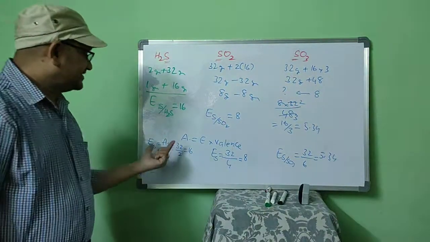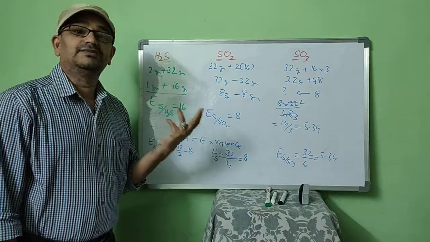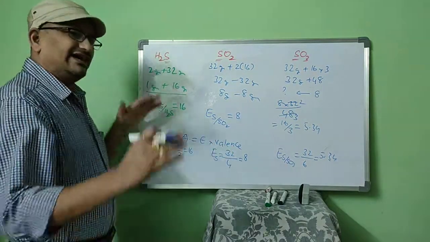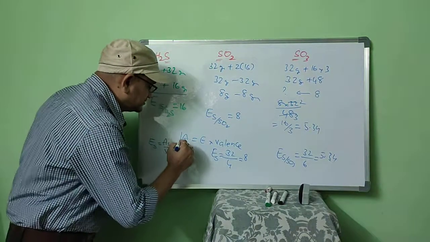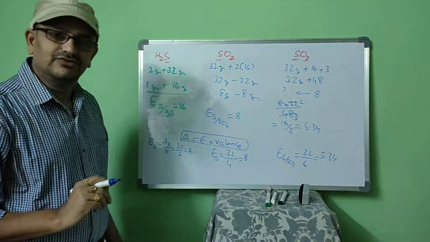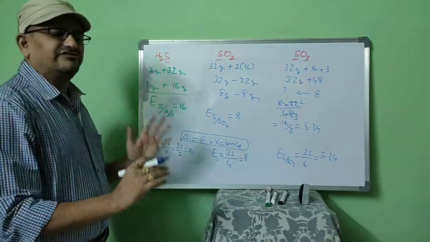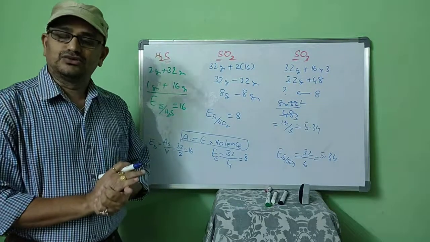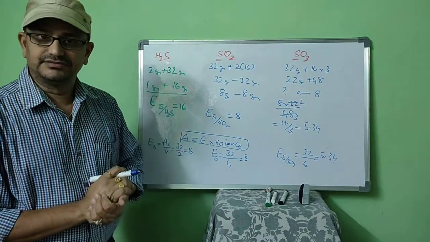See, in this way, there are certain elements which show more than one valency, called variable valency. So, valency and equivalent mass are related to one another with this relation: atomic mass is equal to equivalent mass into valency. All these points and approaches are very useful for solving questions in the JEE and NEET examination pattern.